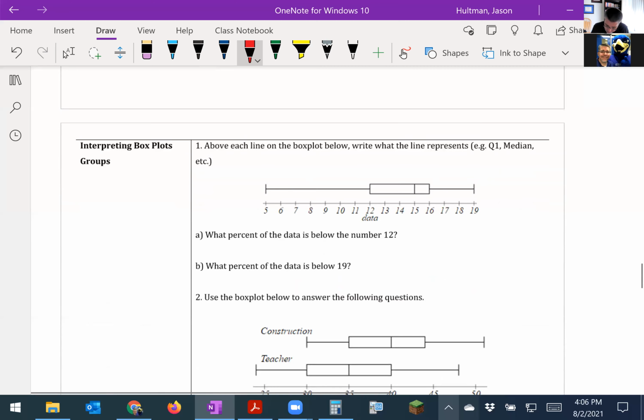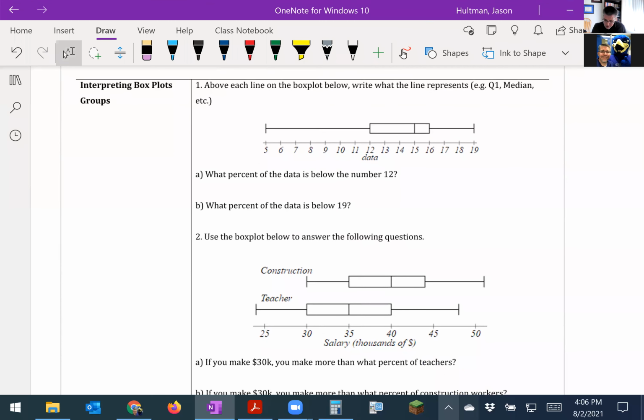Let's finish up by interpreting some box plots. They're going to give us a box plot and we just have to interpret it. What does the box plot tell us? Above each line on the box plot below, write what the line represents.